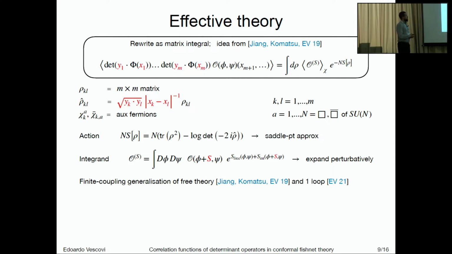I want to flash what the ingredients inside are. So you have an action that is quadratic, and it also has some non-linearities. It is simple to solve because it carries a power of n in front, so you can do a saddle point expansion. And by the way, in fishnets, we are precisely interested in the large n limit. So really, this is not an approximation. This is what we want to do if we want to stay in the conformal fishnet.